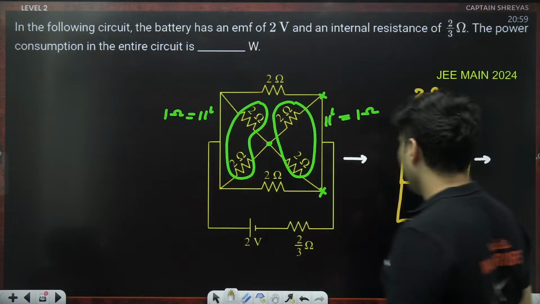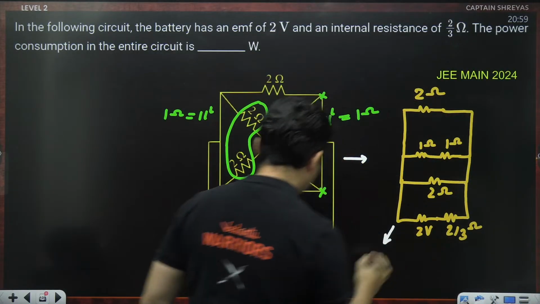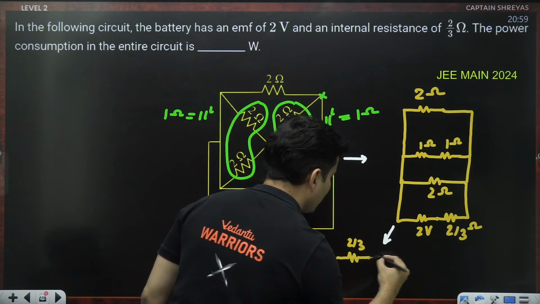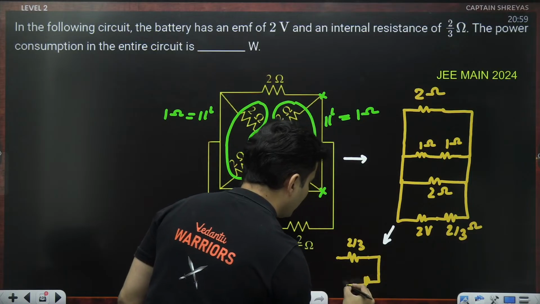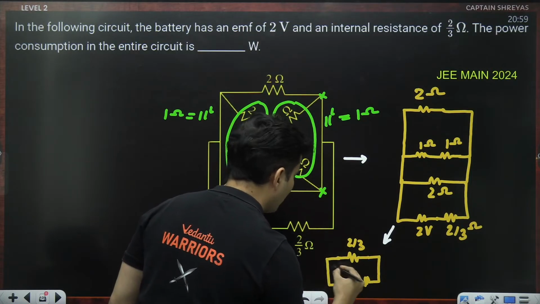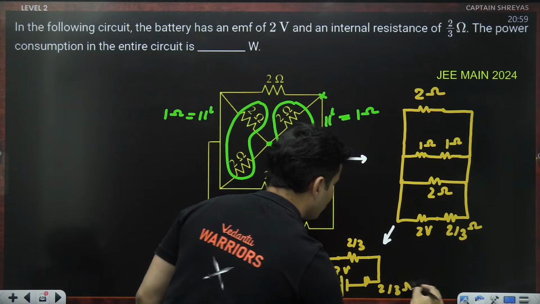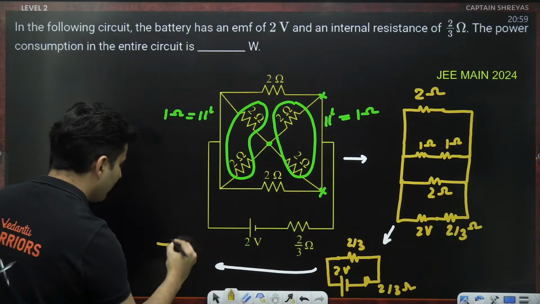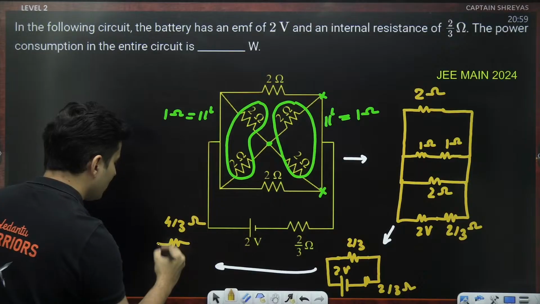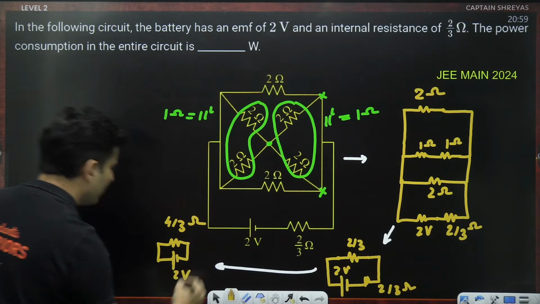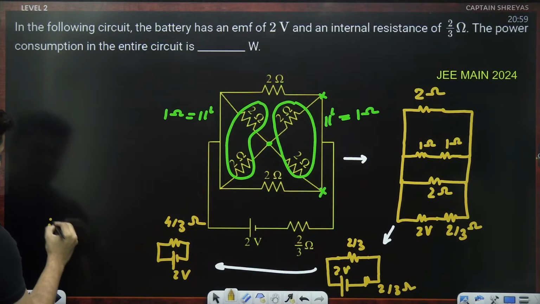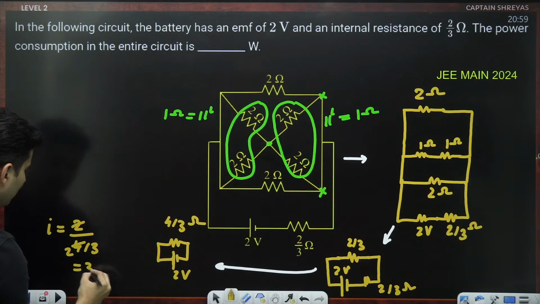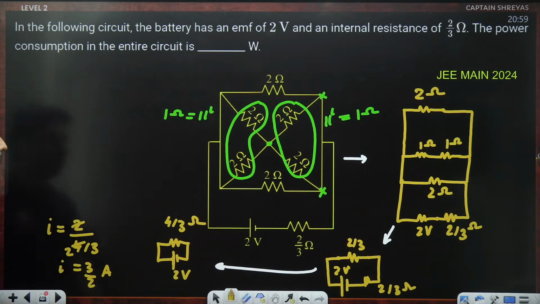So essentially, I can write down that this circuit further boils down to 2 by 3 ohms and one more 2 by 3 ohms connected to this particular battery of 2 volts. Both these resistors together will make it 4 by 3 ohms connected to this 2 volt battery. So what is the current in such a circuit? Voltage by resistance. Resistance is 4 by 3. 2 cancels with 4, so it will become 3 by 2 amperes. So the current is now 3 by 2 amperes.